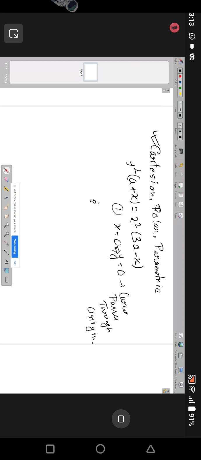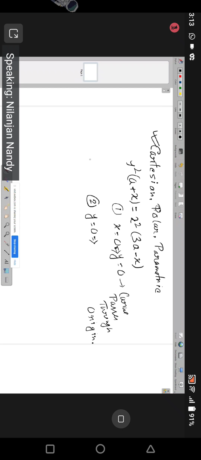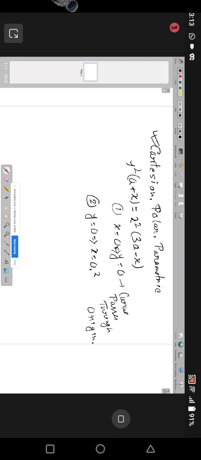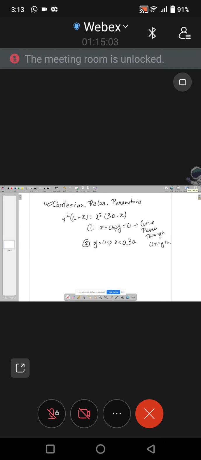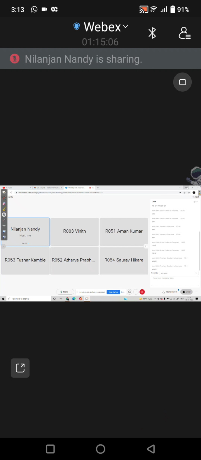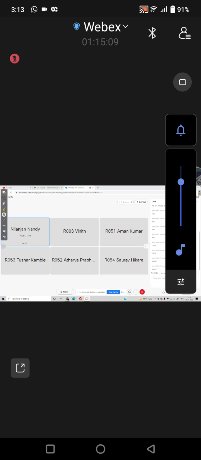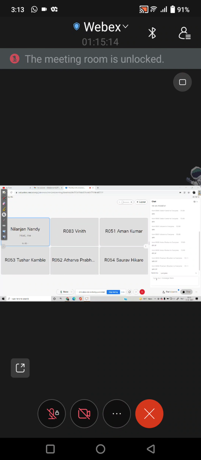Secondly, you check what y equals 0 implies. Basically x equals 0 implies that y has to be 0, right? But if you put y equals 0, what are the points you have? x equal to 0, comma 3a. So the curve does not only pass through the origin, but also through the point 3a. So there are 2 points the curve is passing through: one is the origin, another is (3a, 0). Is this clear?